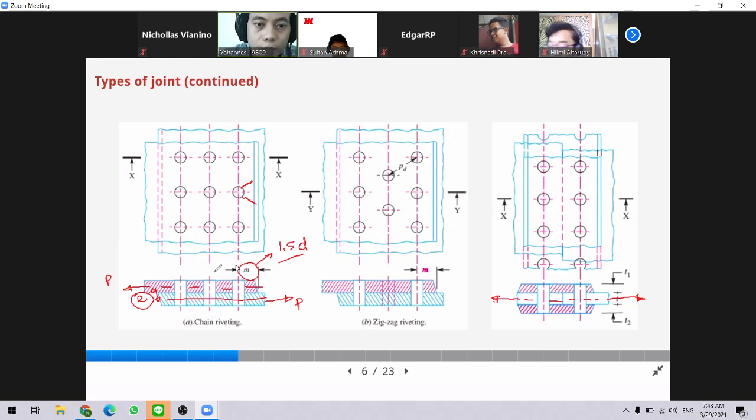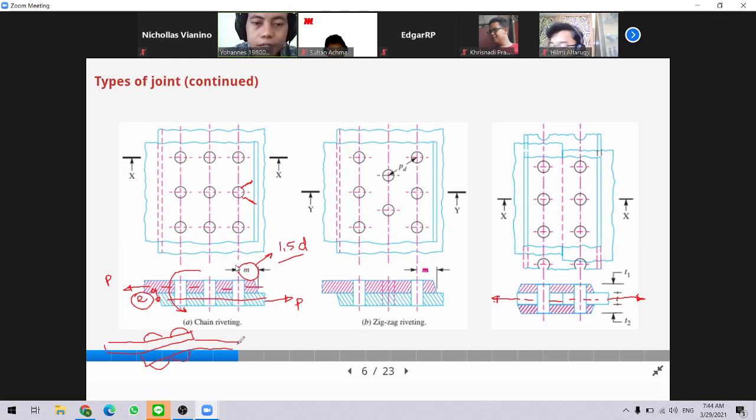So this joint tends to bend like this. In consequence, the joint will become like this. And this is not good. This is not a good design.